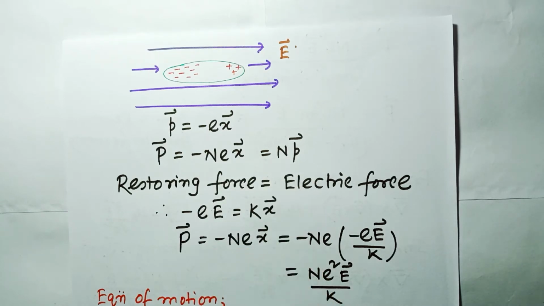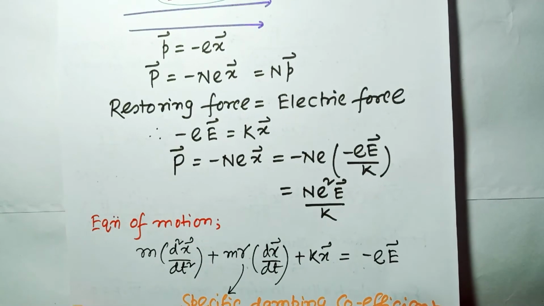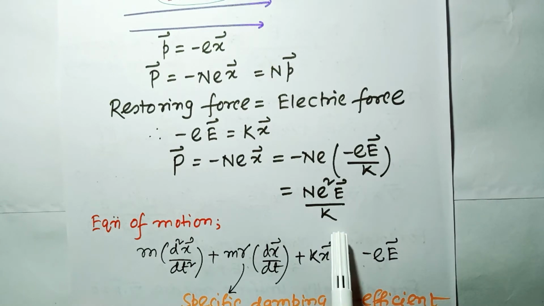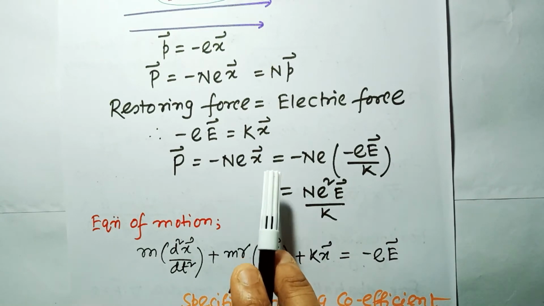Now the restoring force acting on the electron will balance with the electric force. So the restoring force is equal to the electric force. We can equate these two types of forces. The electric force is equal to minus e times the electric field. The restoring force is kx. So we can get the expression for the polarization vector, P vector is equal to N squared E by k, by substituting the value of x.